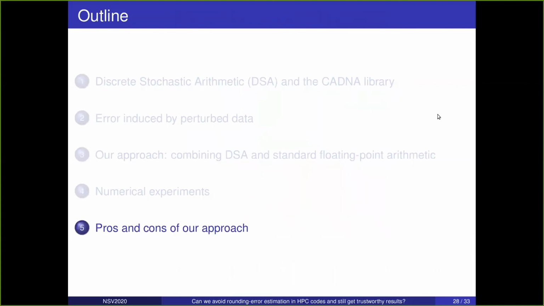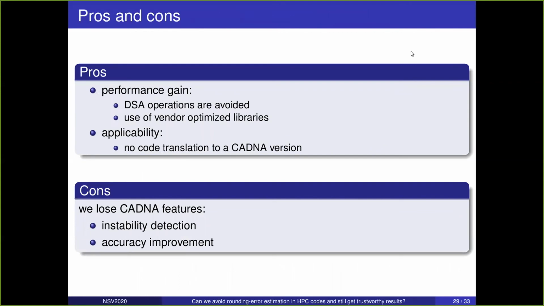Okay, so now I'm going to discuss the advantages and disadvantages of our approach. So one advantage, of course, is performance gain, because DSA operations are avoided. In particular, we don't use a random rounding mode. We don't detect instabilities. Another advantage is that we can use vendor very optimized libraries. The other advantage is the applicability. You don't need to translate your code into a CADNA version.